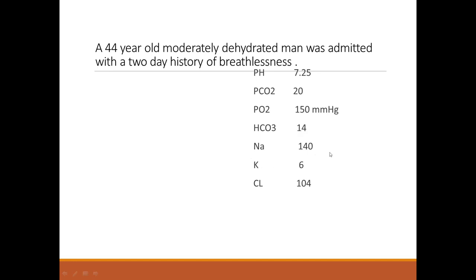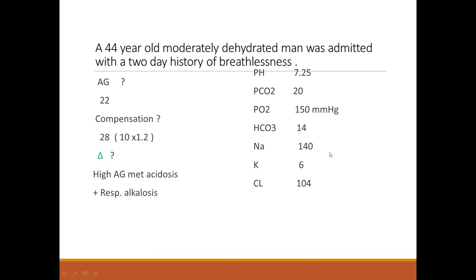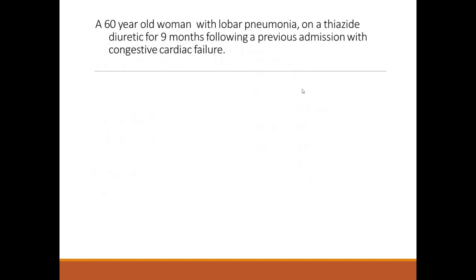And what about the anion gap? We can say the anion gap is 22. So high anion gap metabolic acidosis along with respiratory alkalosis. So this is a dual disorder. So see, the compensation helps us in order to rule out the associated disorder.